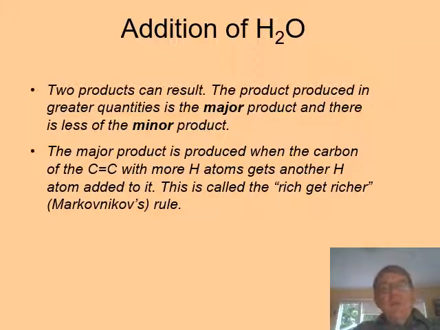For that reaction, you also need an acid catalyst. Now, often you get 2 products. You get a major product and a minor product. What that means is the major product is produced in bigger quantities than the minor product. There's a rule that helps us to work out which is the major and which is the minor. It's called Markovnikov's rule. And this states that the carbon of the C=C double bond that has more hydrogen atoms gets another hydrogen atom added to it.